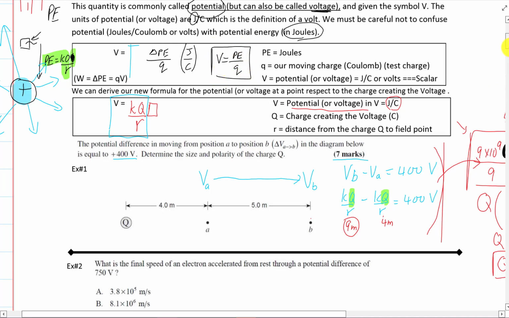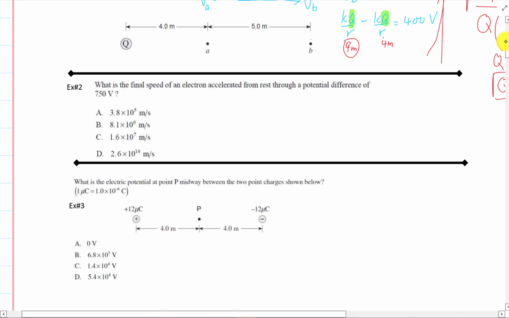I'm not going to develop that formula any further, but here's a multiple choice question on a provincial exam for 2 marks. What is the final speed of an electron accelerated from rest through a potential difference of 750 volts?